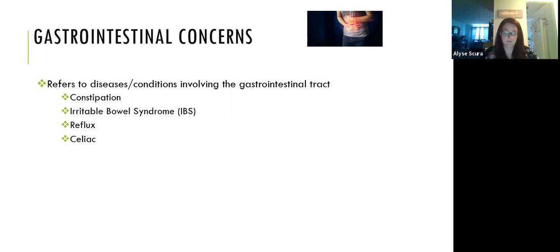reflux, and celiac. Constipation means it's hard to pass a bowel movement. Bowel movements may be infrequent, less than 3 times a week, or incomplete, usually caused by inadequate fiber in the diet or psychotropic medications. It causes a person to strain during a bowel movement. It may cause small hard stools and sometimes anal problems such as fissures or hemorrhoids.